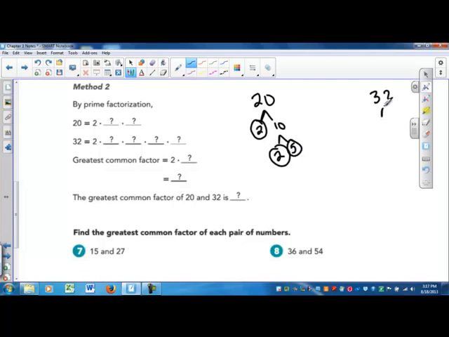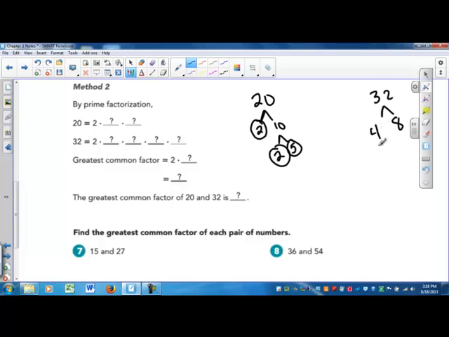Now let's do the same thing here. You could break this into 8 and 4. You could break it into 2 and 16. Whatever you want to do. You figure out what number you want to use. It's up to you. You're going to get the same result. I know that 4 times 8 is 32. So I'm going to use 4 and 8. However, neither 4 nor 8 is prime.